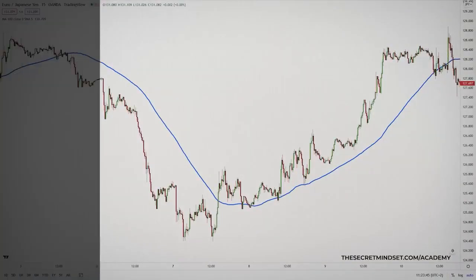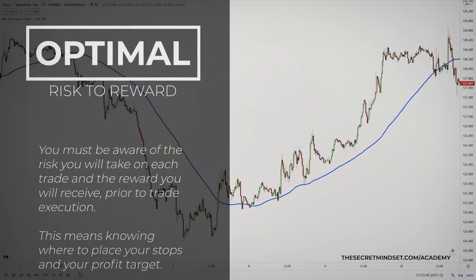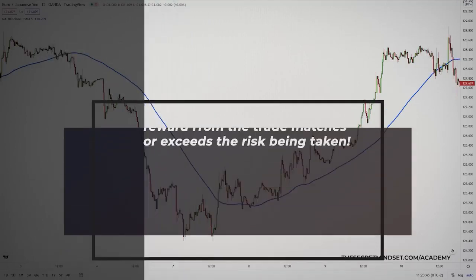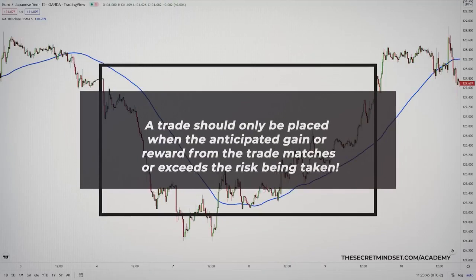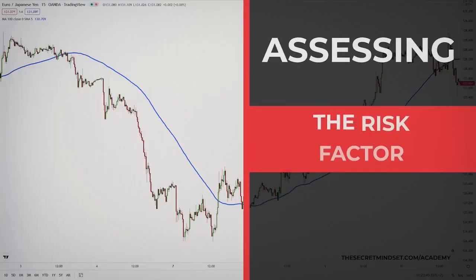You must be aware of the risk you will take on each trade and the reward you will receive prior to the trade execution. This means knowing where to place your stops and your profit target. A trade should only be placed when the anticipated gain or reward from the trade matches or exceeds the risk being taken.